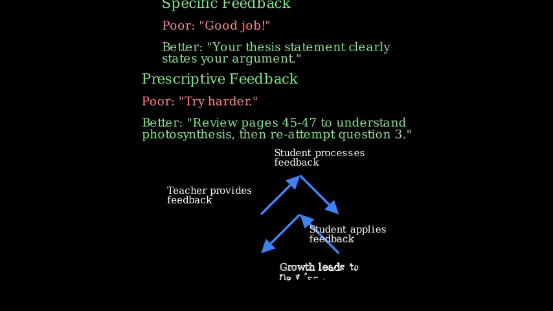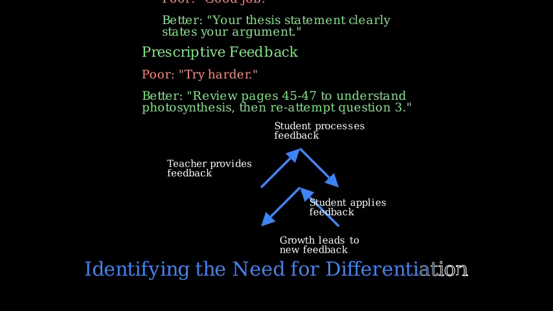Remember that feedback works best as an ongoing dialogue, not a one-way street. This feedback loop encourages students to actively engage with feedback, take actionable steps based on it, and develop ownership of their learning journey. Effective differentiation begins with understanding when and where it's needed. Let's look at some key indicators that can help teachers identify areas requiring differentiation.